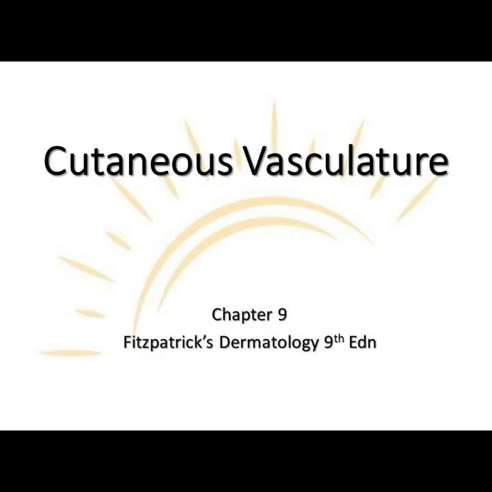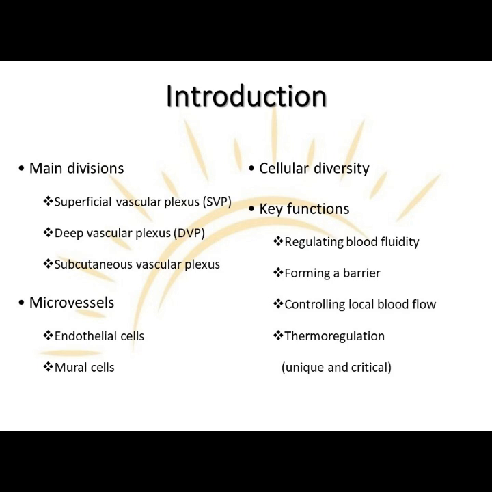Cutaneous vasculature. Overview of the skin's vasculature. Main divisions. The cutaneous vasculature is organized into three interconnected networks: superficial vascular plexus, deep vascular plexus, and subcutaneous vascular plexus. Microvessels are the fundamental units of the system, consisting of endothelial cells, a single cell layer that lines the vessels, and mural cells, which are support cells, including pericytes, PCs, and smooth muscle cells, SMCs.